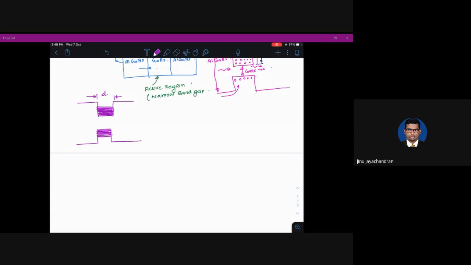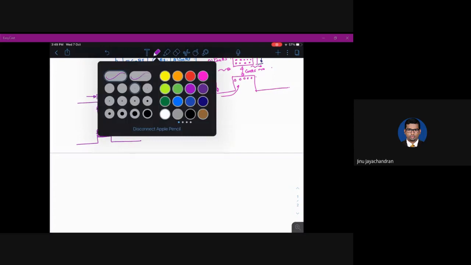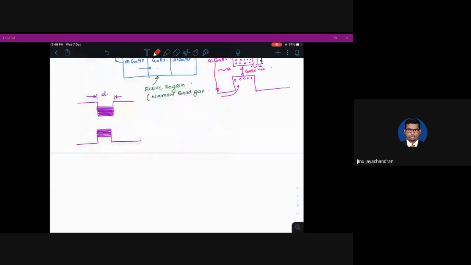How much you increase the width, there will be a continuum of energy states inside the well. And if you have more energy states, any electron in any of the high energy states can move to a lower energy state emitting a phonon. Okay? So there is a possibility of a phonon transition.